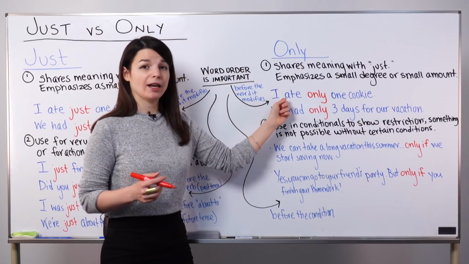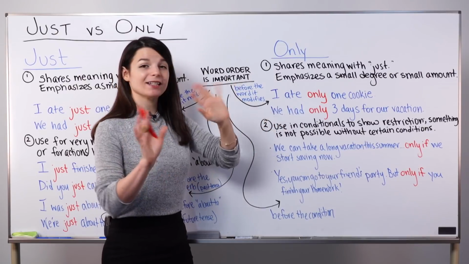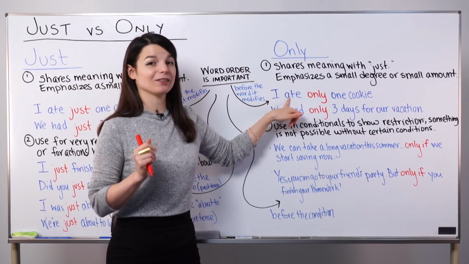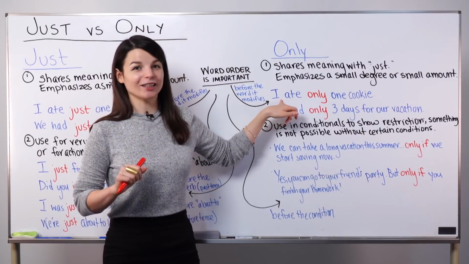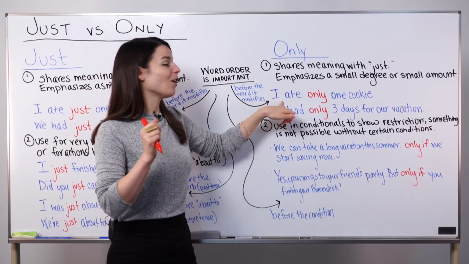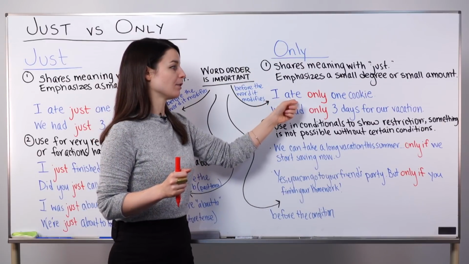For example, if I said, I only ate one cookie, it means I did not do anything else to that one cookie. So I only ate one cookie. I did not look at the cookie. I did not smell the cookie. I did not bake the cookie. I only ate one cookie. So we're modifying the verb there.